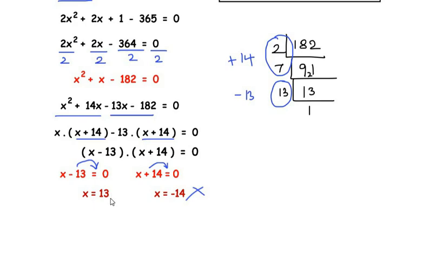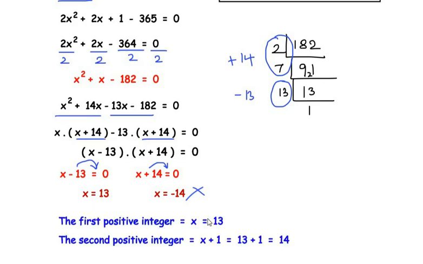So here our two numbers are going to be x equal to 13, this is going to be our first positive integer, and its consecutive integer, its neighboring number, is going to be x plus 1, that is 13 plus 1, giving us 14. So these are the two values of x.